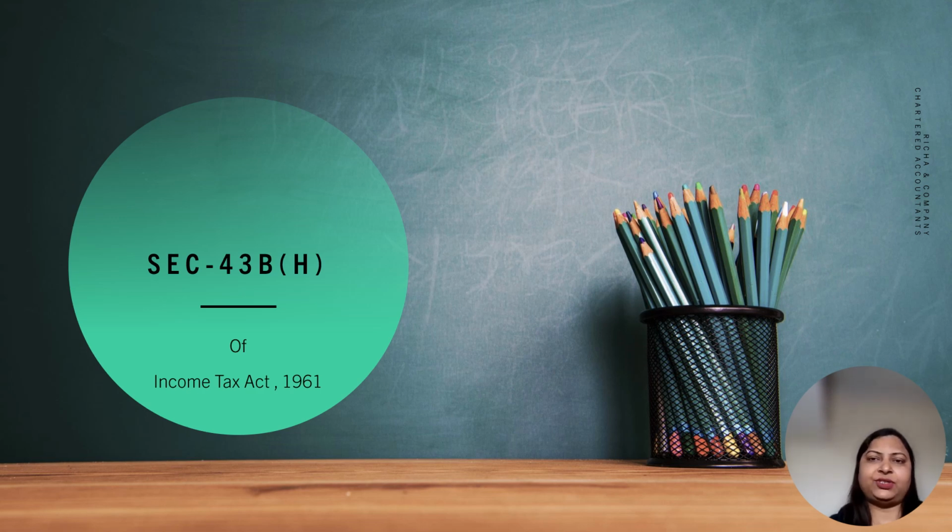In today's video, we are going to learn about the newly inserted section 43B(h) of the Income Tax Act 1961. This is the most important section for those who are dealing with micro and small companies. Through this video, we will learn about its applicability, effectiveness, MSME, the key terms, its penalty, and much more. So stay tuned till the end of this video.